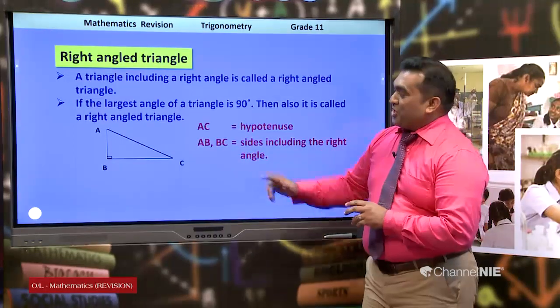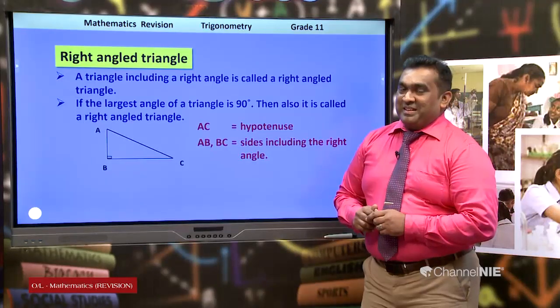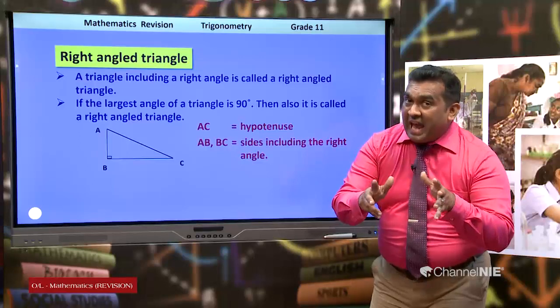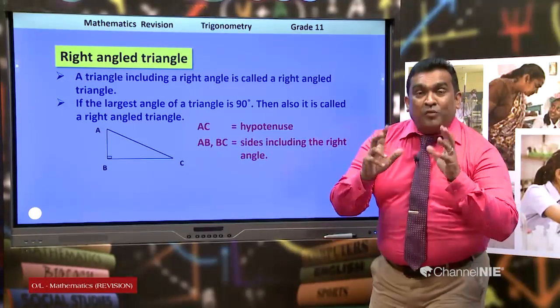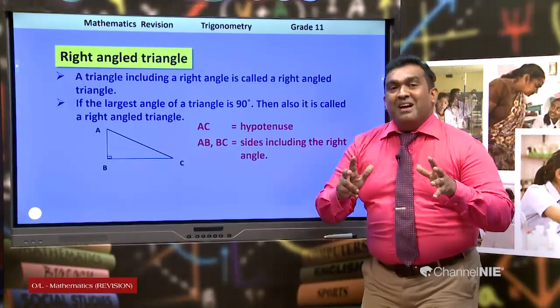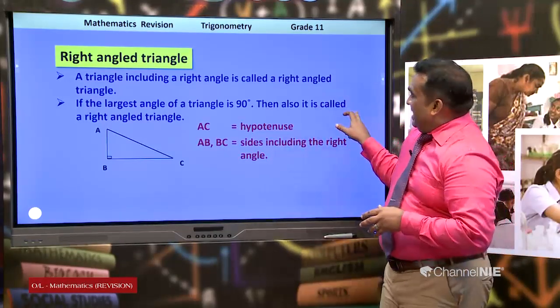There is a relationship: largest angle, largest side. The largest side is in front of the largest angle, that is a very important concept. If you want to find out the largest side of a triangle, you have to find out the largest angle opposite to it. Okay?